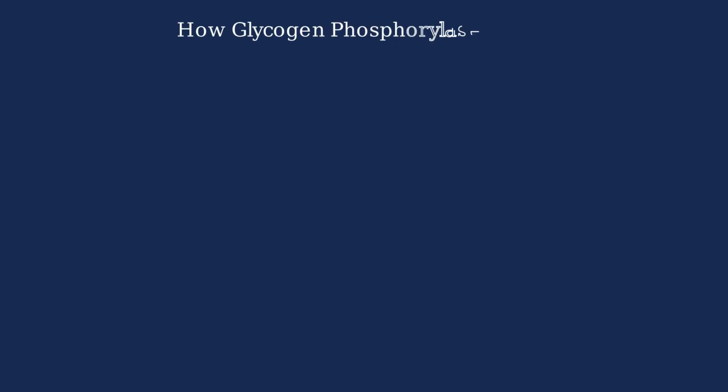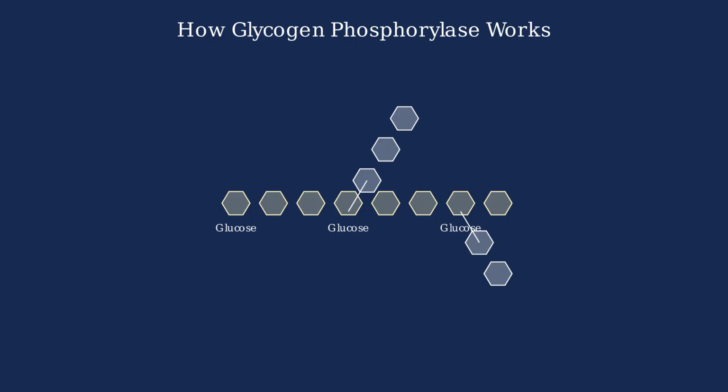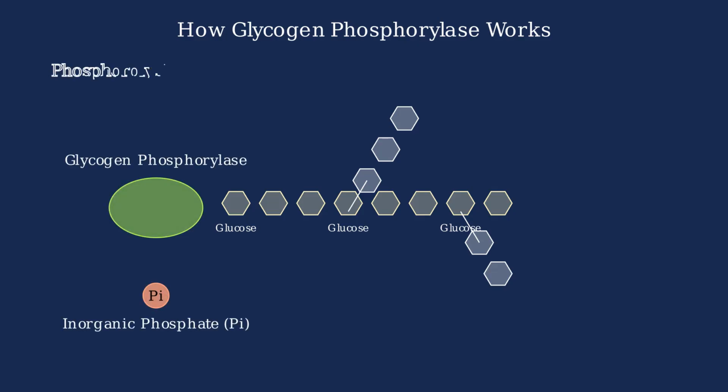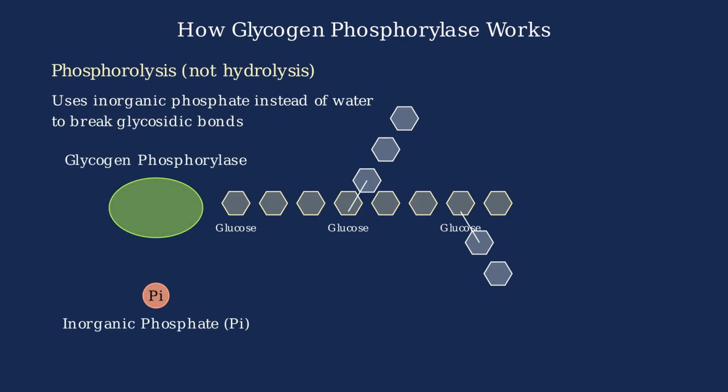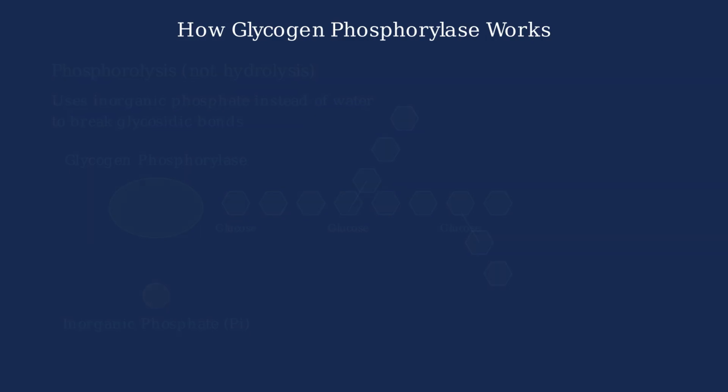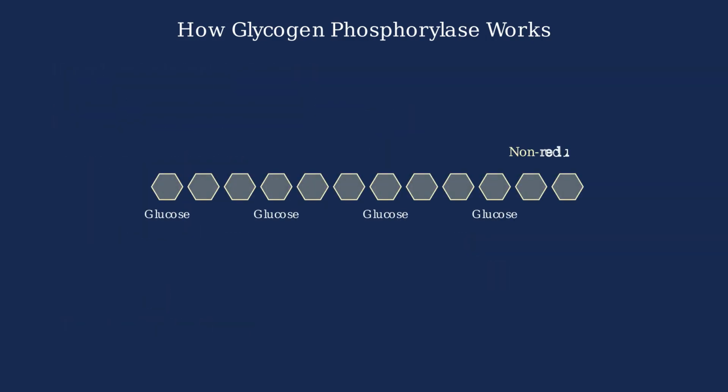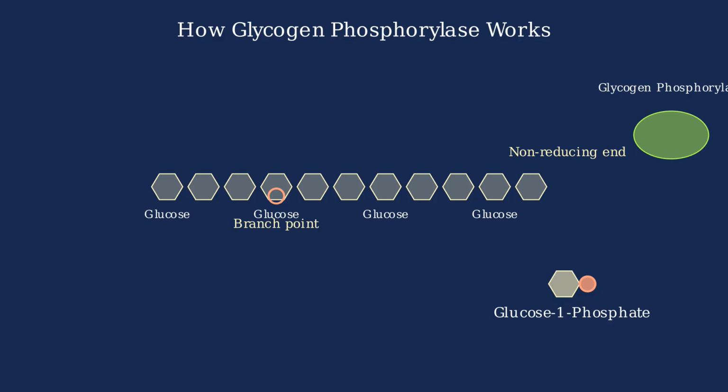Glycogen phosphorylase catalyzes the breakdown of glycogen into glucose 1-phosphate through a process called phosphorylasis. Unlike hydrolysis, which uses water, phosphorylasis uses inorganic phosphate to break glycosidic bonds. Glycogen phosphorylase works specifically from the non-reducing ends of glycogen chains. The enzyme attaches to the non-reducing end of a glycogen chain, and with the help of inorganic phosphate, it cleaves off one glucose unit at a time.